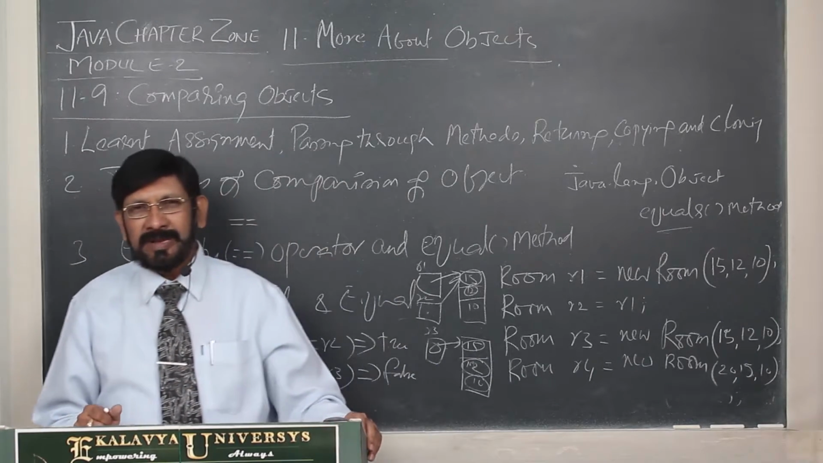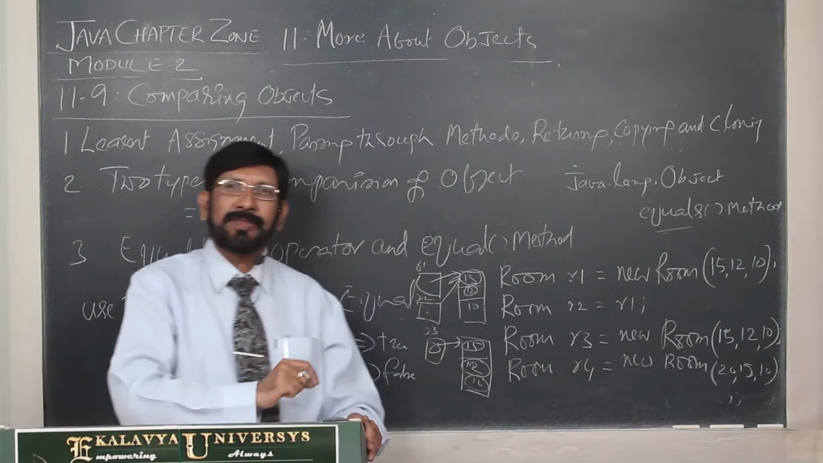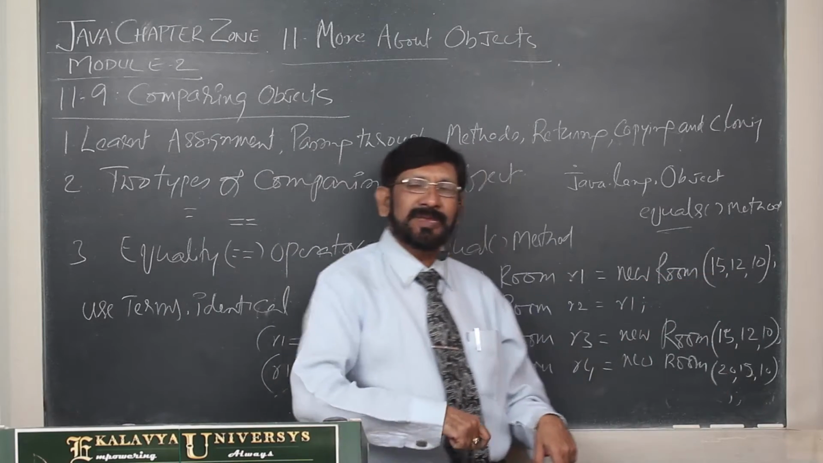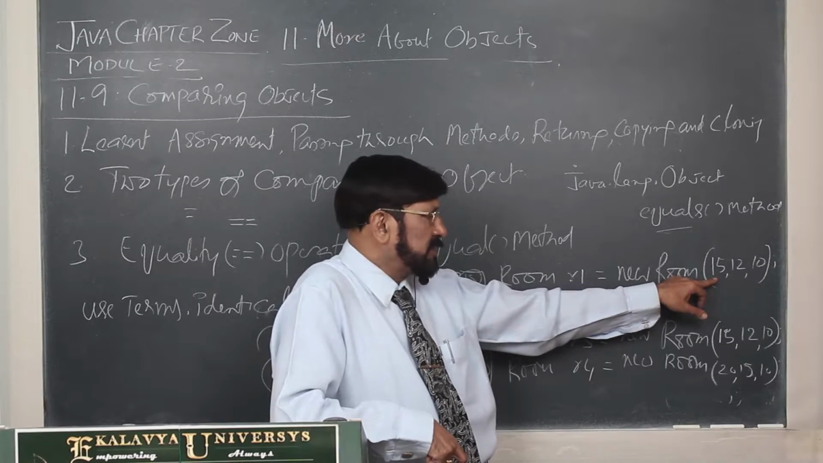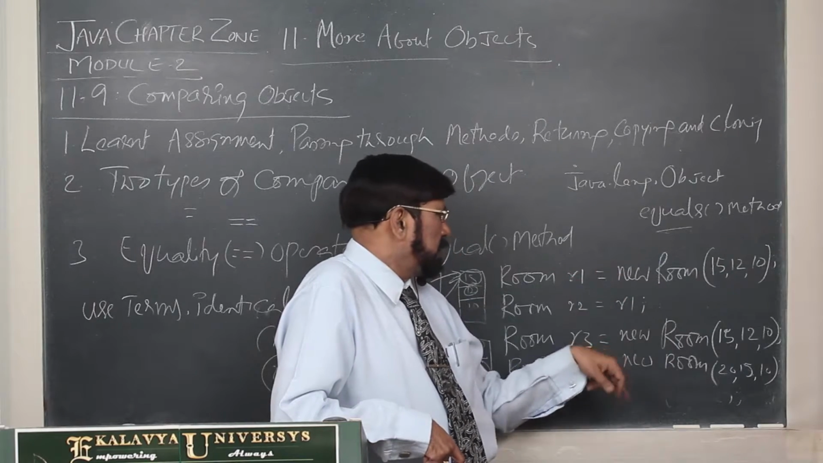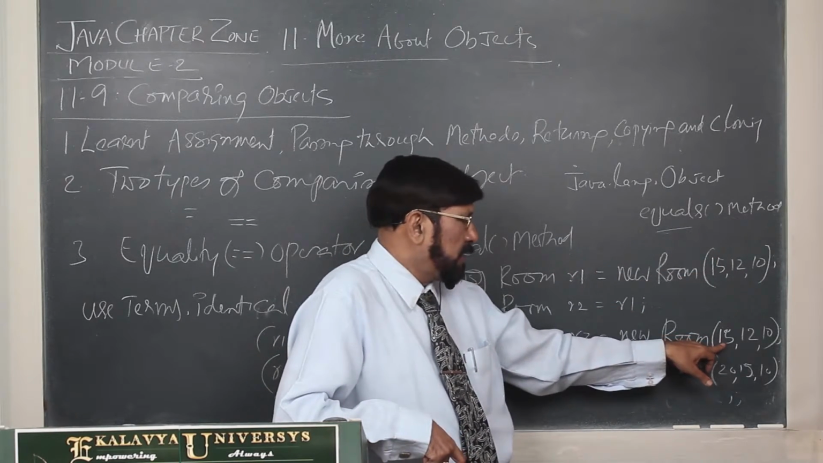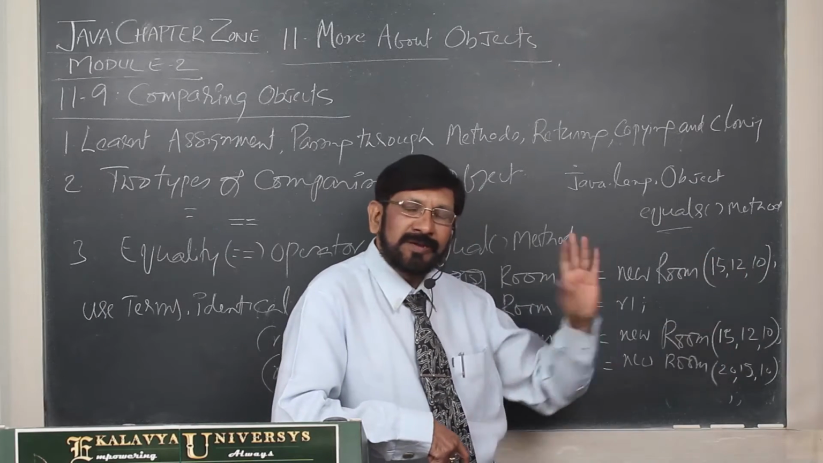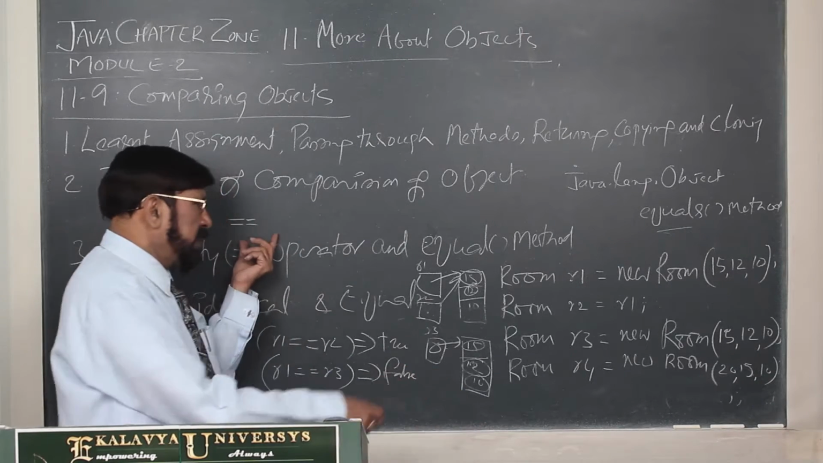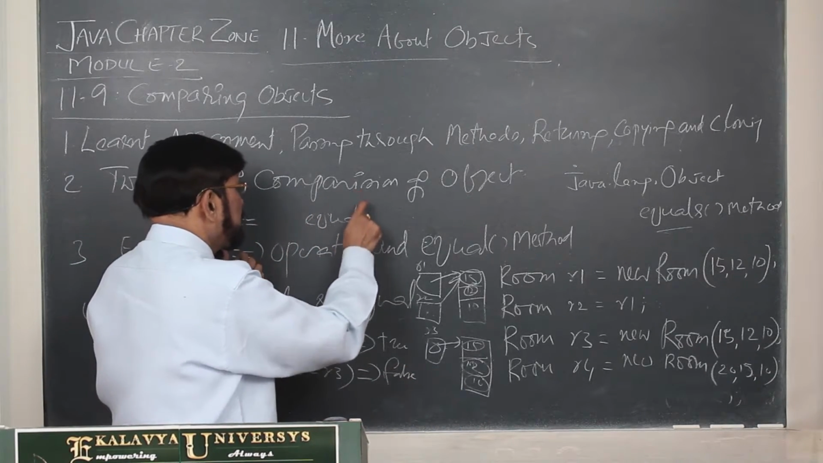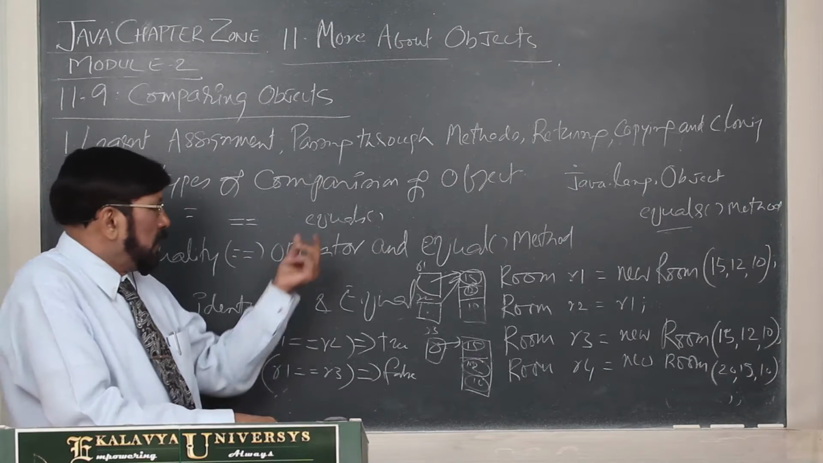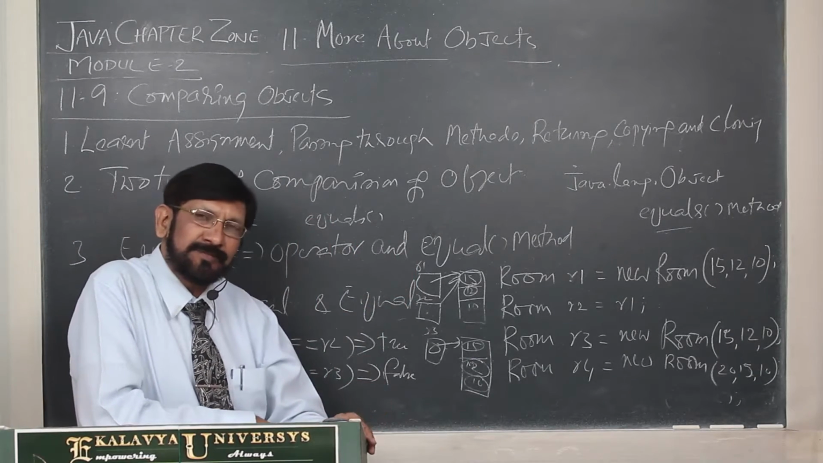Actually, by overriding the equals method, you can compare the equality of the objects. Equality of the object means, here see, the room's dimensions are 15, 12, 10. R1, R2 are also the same, R3 is 15, 12, 10. If you have to find out object equality, the equality operator and the default equals method cannot find it out. For that purpose, what should we do? We have to override the equals method.